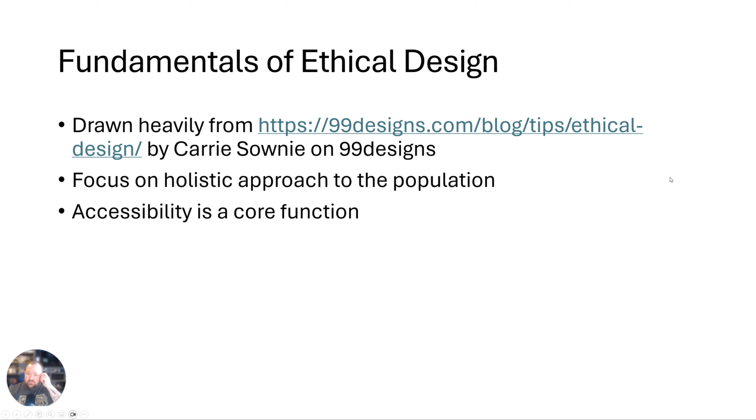So now looking at some fundamentals of ethical design. I pulled this heavily from this article by Carrie Sowney. It's really fantastic on how she breaks this down. And the two pieces I want to focus on are, you need to take a holistic approach to the population of users, not just the users you've identified, but all of the users that might use your product. And another thing, because it is so often not considered, is that accessibility should be and must be a core function of your product if it is going to be fair.